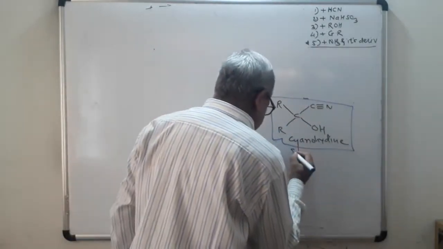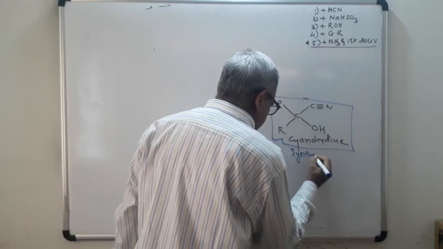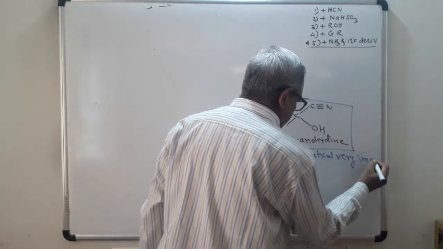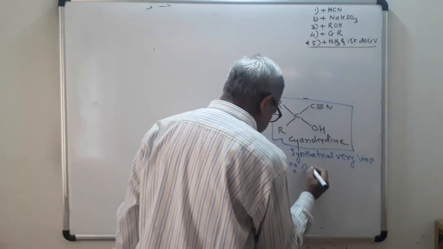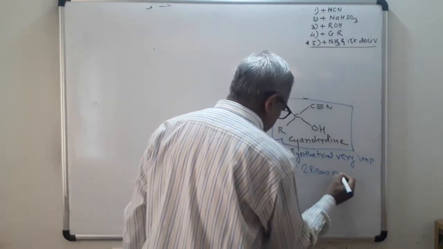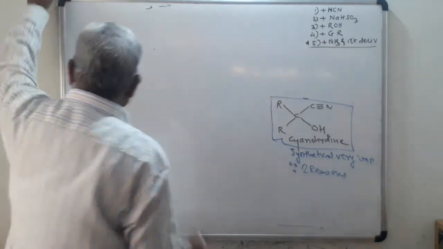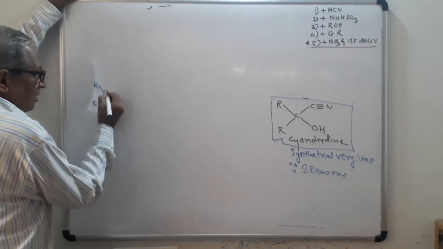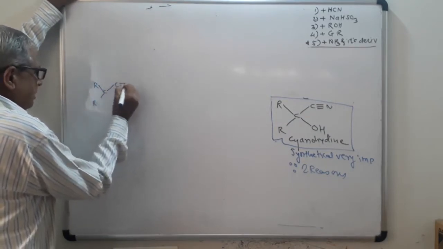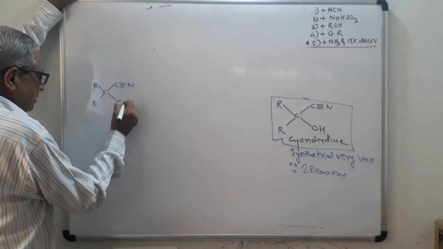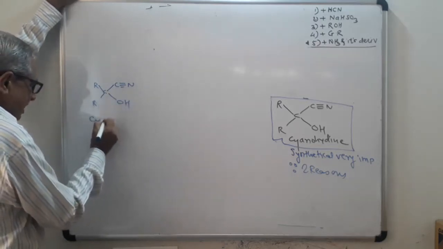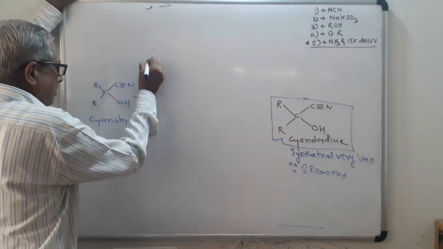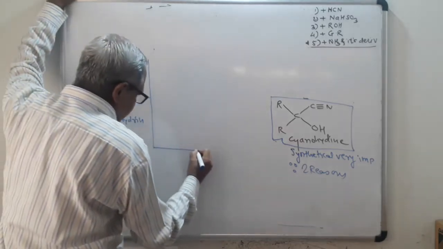This compound is synthetically very important because of 2 reasons. I will explain those 2 reasons here. See here, R-C(OH)-C triple bond N. This is known as cyanohydrin. Now see those 2 reasons here.